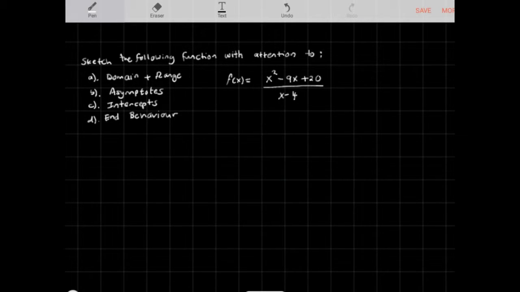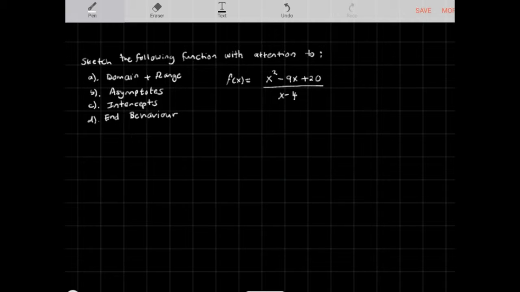All right, let's take a look at another rational function where the degree of the numerator is 1 higher than its denominator. Here we have a quadratic trinomial, x squared minus 9x plus 20, divided by x minus 4. Okay, so we want to sketch this based on domain, range, asymptotes, intercepts, and behavior.